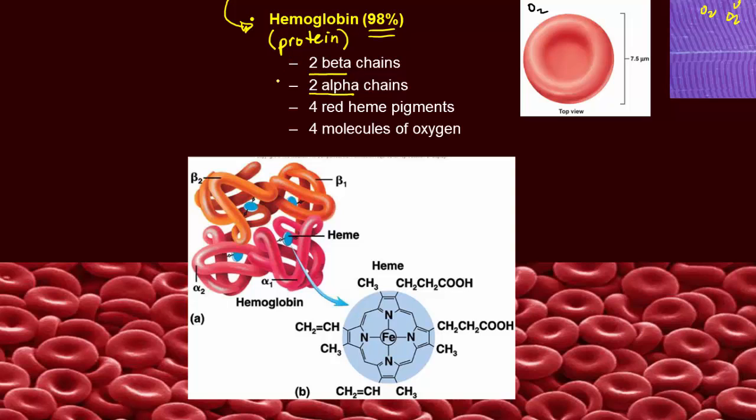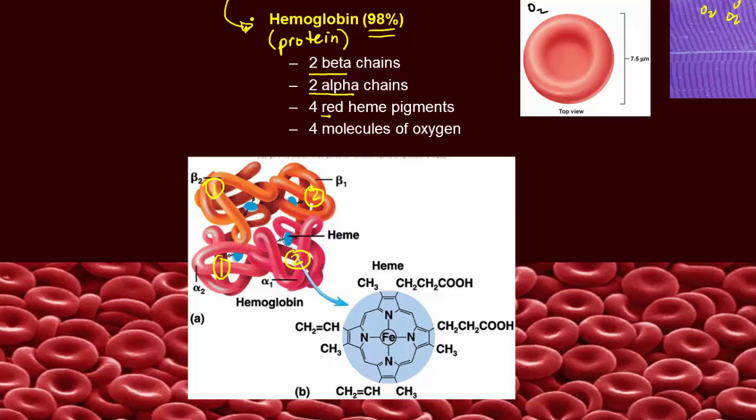Okay, and hemoglobin is made of 2 beta chains and 2 alpha chains. Okay, so we can see here 2 alpha chains and 2 beta chains. These are polypeptides, okay, coming together, 4 polypeptides coming together to give us a larger molecule, okay, and that's the hemoglobin.